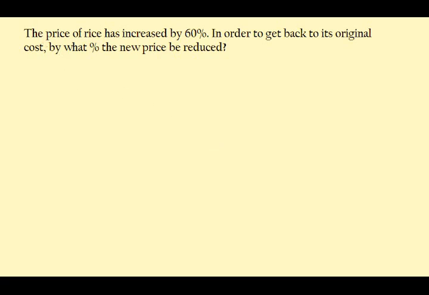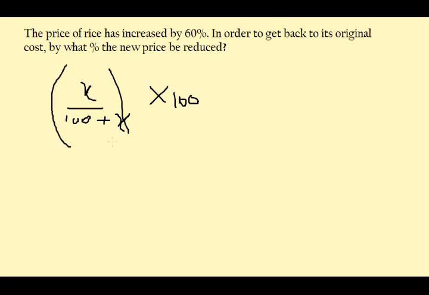So here's the next example. The price of rice has increased by 60%. In order to get back to its original price, by what percent should the new price be reduced? I hope you remember the rule which we learned just a few minutes ago, where it was told that if x, then x upon 100 plus x into 100. If you don't remember this, guys, go back 2 or 3 minutes and you will find this rule. I'm sorry for the handwriting.